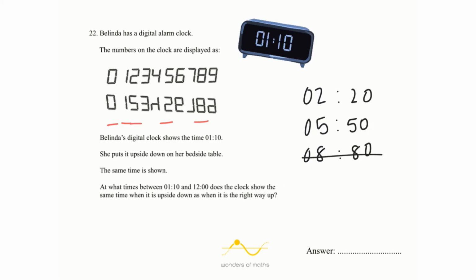Now let's jump up to 10. We know that both 1 and 0 are the same when viewed upside down, so we can have a time of 10:01. And our final starting number within the brackets of 1:10 and 12 is 11. Applying our rule gives us a final time of 11:11, and those are all the times that can fit into our answer.